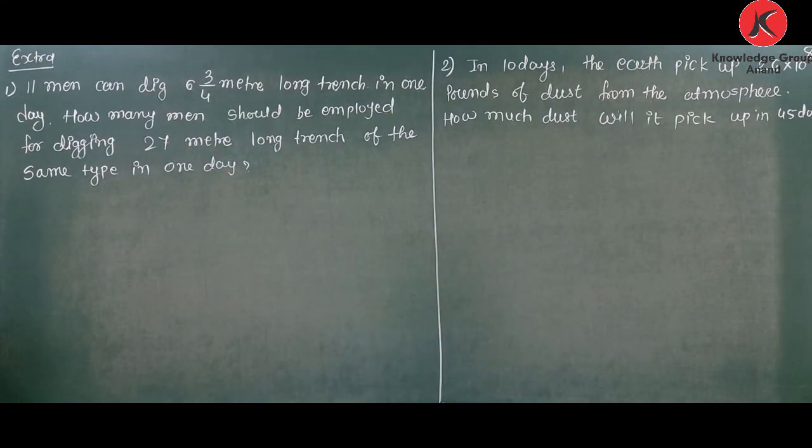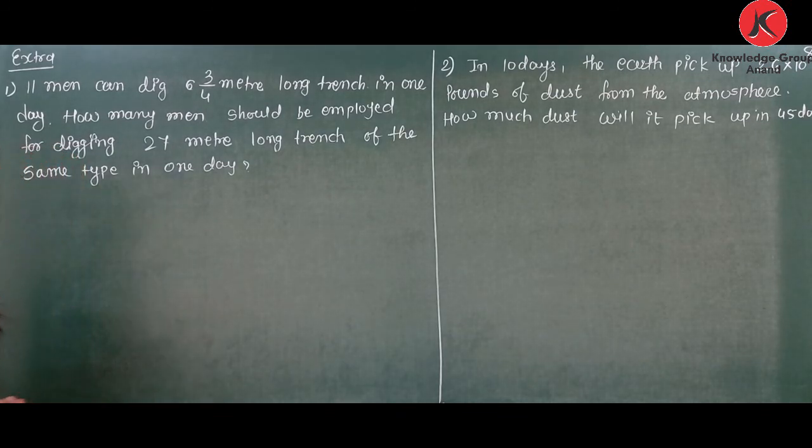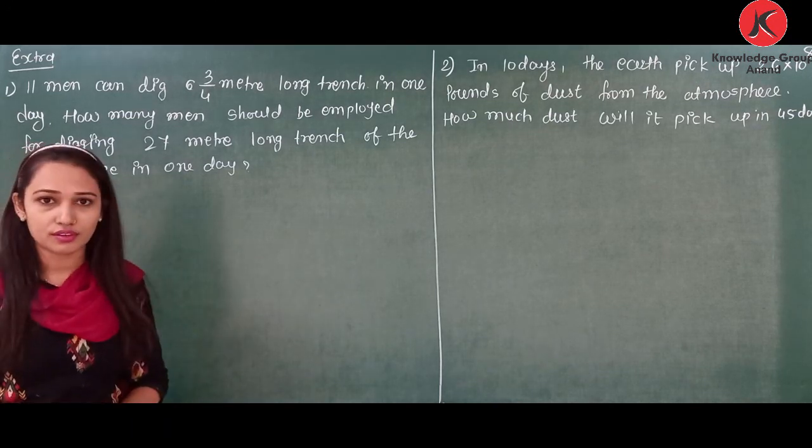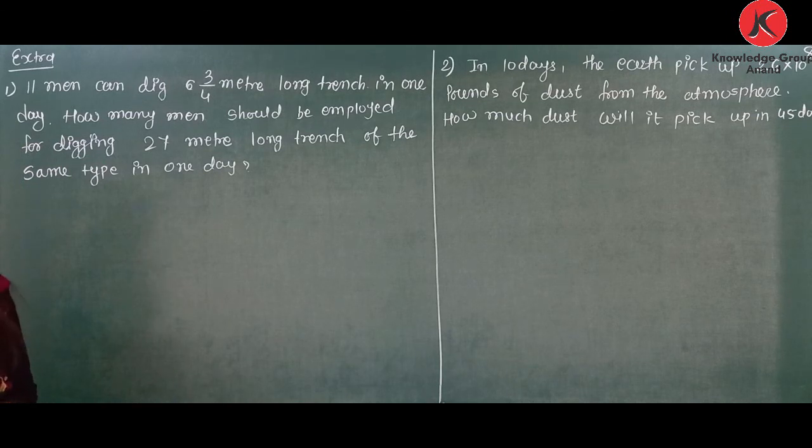Let's solve some extra examples. Here first, 11 men can dig a 6 3/4 meter long trench in one day. How many men should be employed for digging a 27 meter long trench of the same type in one day? So here, the length of the trench is increasing for digging. So the number of men needs to increase to complete the work in one day, because the time is the same.